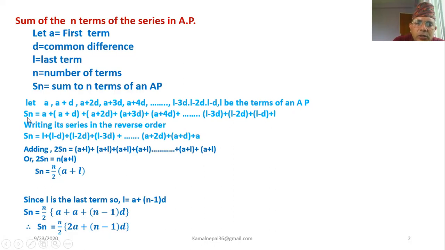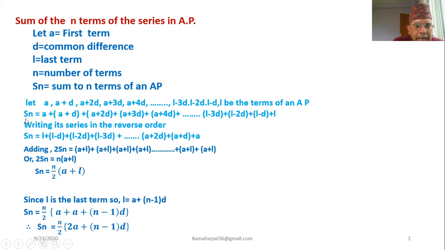Now to find out sum of all these terms, suppose Sn is equal to A plus D and so on. You should suppose all these. Now again writing a series in the reverse order, that means suppose it is Sn and write down from L plus L minus D, L minus 2D like this way, just in reverse order. Then you have it is equation number 1 and it is equation number 2.